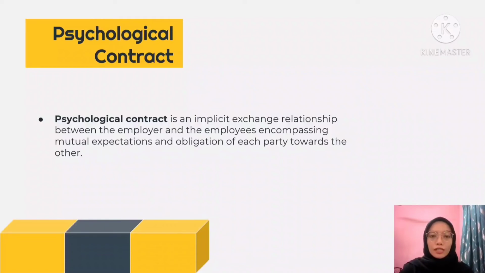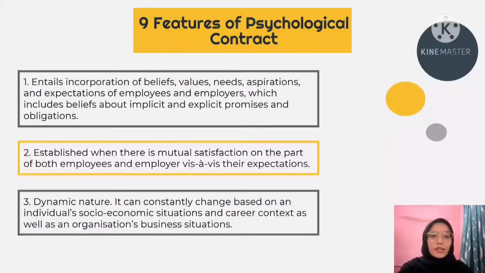Primarily, the psychological contract refers to the relationship between an employer and its employees and specifically concerns mutual expectations of inputs and outcomes. Psychological contract is also considered as one tool for increasing employee engagement and performance. So, there are 9 features of psychological contract.